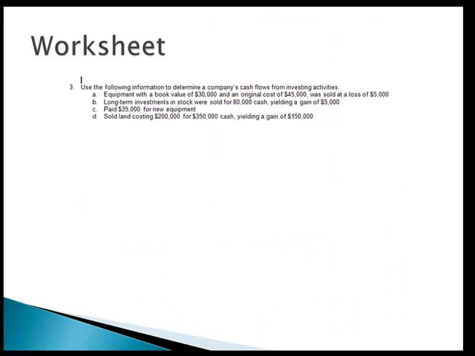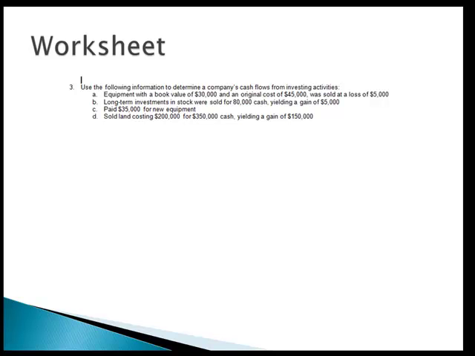Okay, now let's look at investing activities. Remember, investing activities are from long-term assets, fixed assets, and investments. So if you look at A, equipment with a book value of $30,000 and original cost of $45,000 was sold at a loss of $5,000. Now remember that loss is going to get reported up in the operating activities. We're starting off with a very difficult one here, because we need to figure out how much cash we received when we sold this equipment.